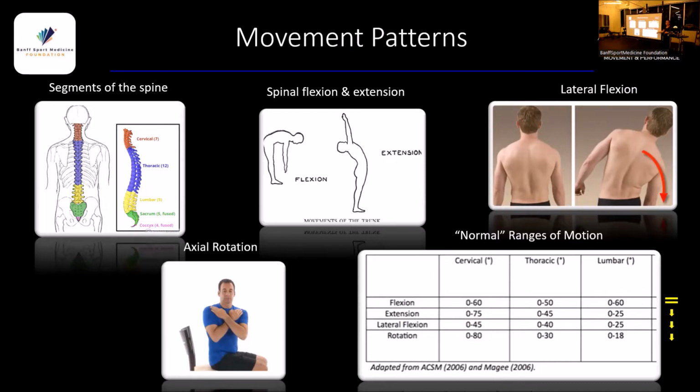It'll say 0 to 60. You can have 0 or you can have 60 degrees of range of motion in your spine. Just to make sure, we have your cervical spine, your thoracic spine, and your lumbar spine. Everybody see this okay? Yeah.